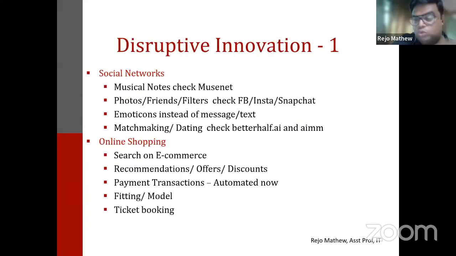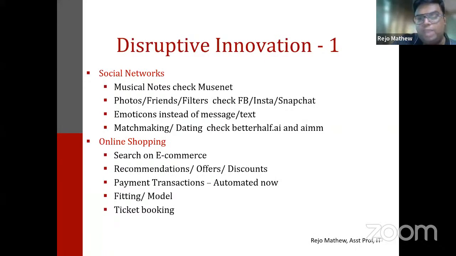Then coming back to social networks, I'll give you a few examples. I think most of you all know this. Take musical notes. We all know about singers, those who are interested in singing and musical notes. Nowadays, there are a lot of websites which take musical notes, and you can combine those notes. It's not a video editor or song editor, but you can play around with the notes and make changes. There is a website called NewsNet, so if you go and check it out, it is mostly an AI based website.